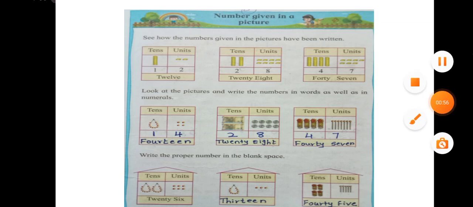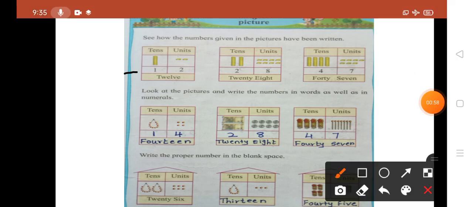Okay, now see the first box here. There is a table. So there is written tens and units. So in first box here there is 1 ten and 2 units. 1 ten and 2 units means 12. Okay, so it is written as here 12. See the second one, there are 2 tens and 8 units. So it is written as 28. See here, it is written as 28.